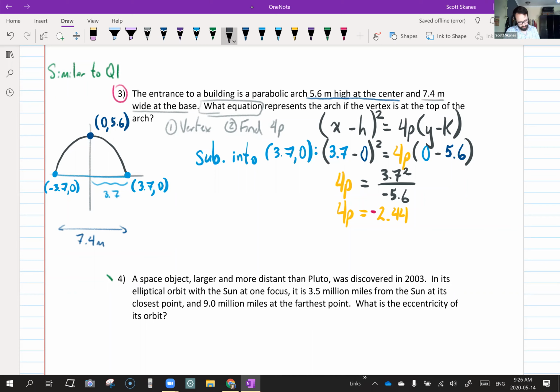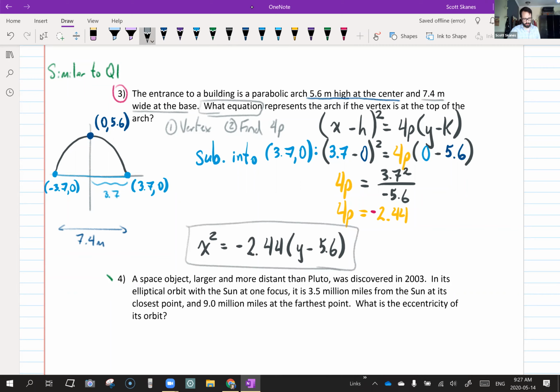So final answer here. x minus h. So again, h is 0. So x squared equals negative 2.44. That's my 4p. y minus k, so y minus 5.6. Final answer. Thank you very much. Okay, so that's what we have.